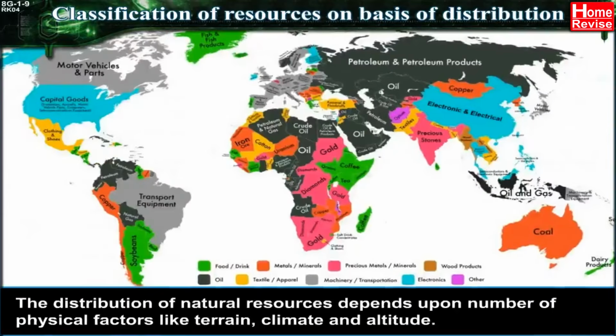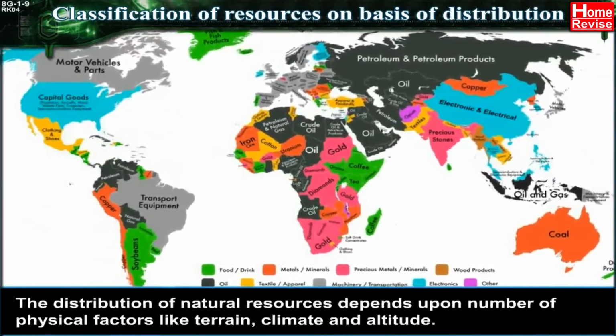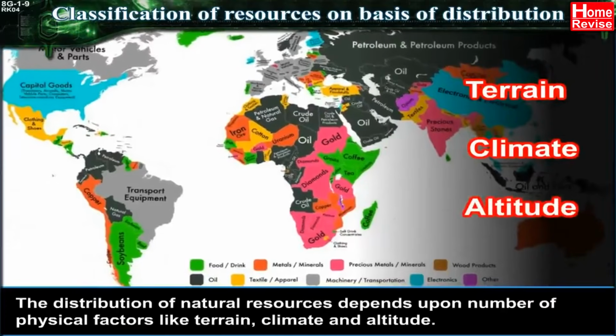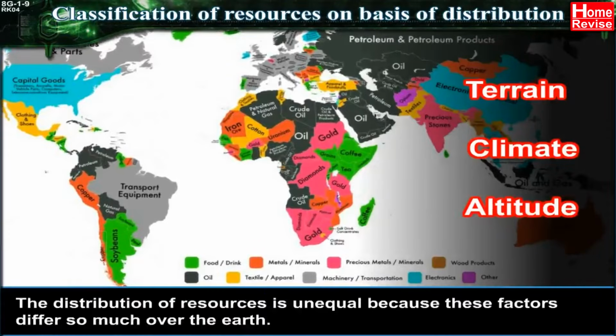The distribution of natural resources depends upon a number of physical factors like terrain, climate, and altitude. The distribution of resources is unequal because these factors differ so much over the earth.